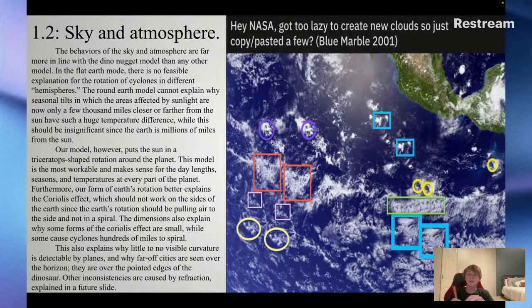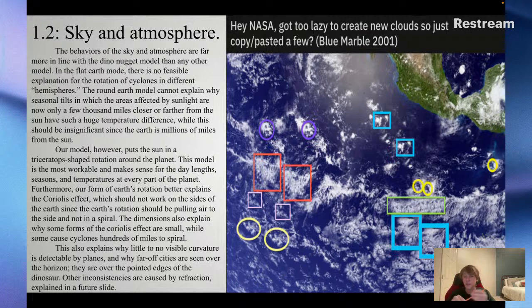I mean, think about it. The Earth is millions of miles from the sun, and yet somehow the Earth's tilt, putting things only a few thousand miles away, is a difference between 100 degrees and negative degrees. Our model, however, puts the sun in a triceratops-shaped rotation around the planet. This model is the most workable and makes sense for the varying lengths of the day around the planet, seasons, and temperatures at every part of the planet.